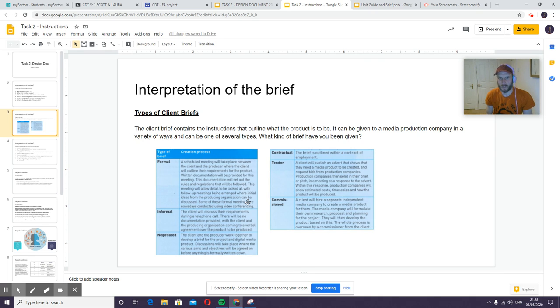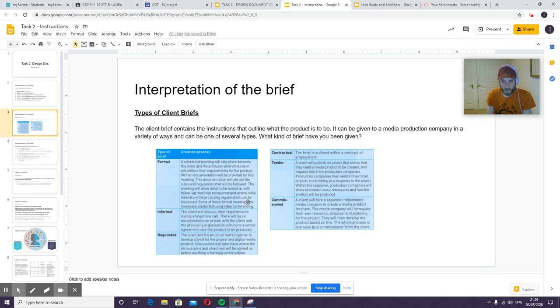When something is put out to tender, a client puts an advert out or puts out a call for submissions, quite often done on forums like Polygon and various other forums online. And they will take bids from various different designers who can compete over the job.